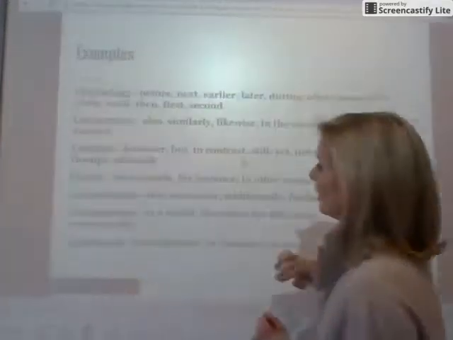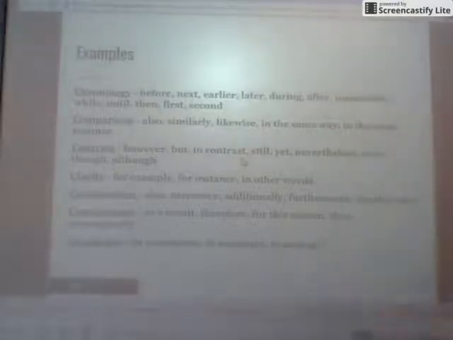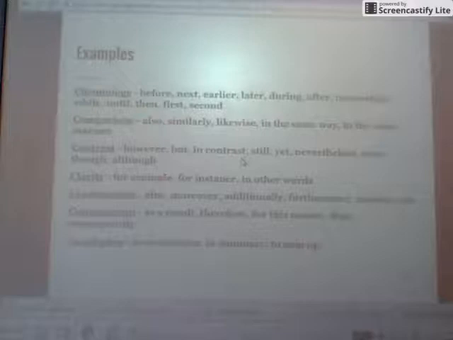All right, and then finally, we have examples. I will get out of your way so you can write these if you wish or use them eventually in your writing. We have chronology. So these are when you want to write things that take place in a certain order. Next, we have comparison. Words like also, likewise, in the same way. Next, we have contrast. Words like however, still, nevertheless.